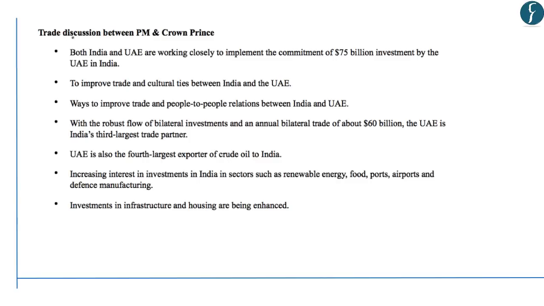Now, with respect to trade discussions between the Prime Minister Narendra Modi and the Crown Prince of UAE, it says that both India and UAE are working closely to implement the commitment of $75 billion investment by UAE in India. Further, they're also trying to improve trade and cultural ties and also people-to-people relationships between the two countries, that is India and UAE.